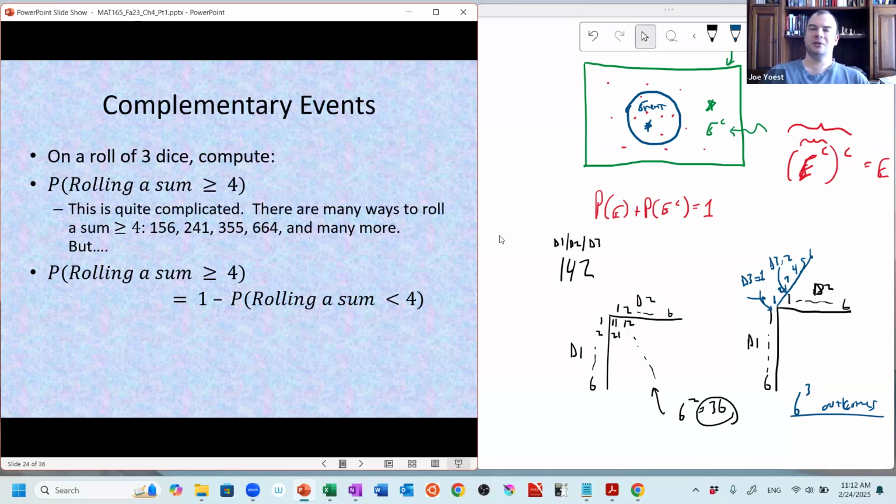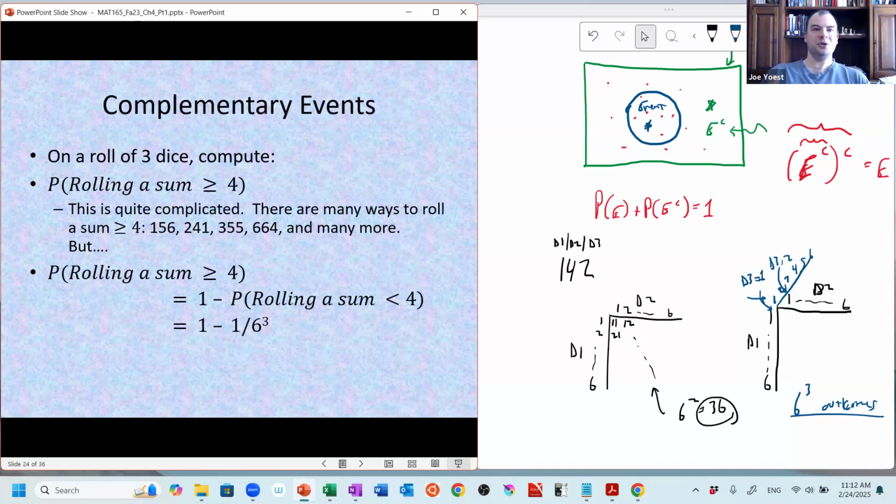But wait, on the roll of 3 dice, the lowest number I can get on any die is 1. So the lowest sum I can get on 3 dice rolled is 3. So the probability of rolling a sum less than 4 is really the probability of rolling a sum of exactly 3. And there's actually only one way that can happen. I have to get 1, 1, 1. I have to get 1 on die 1, and 1 on die 2, and 1 on die 3.